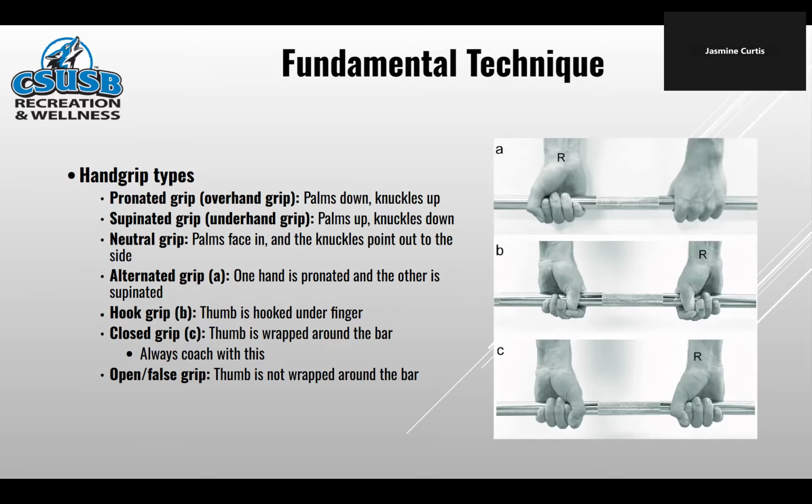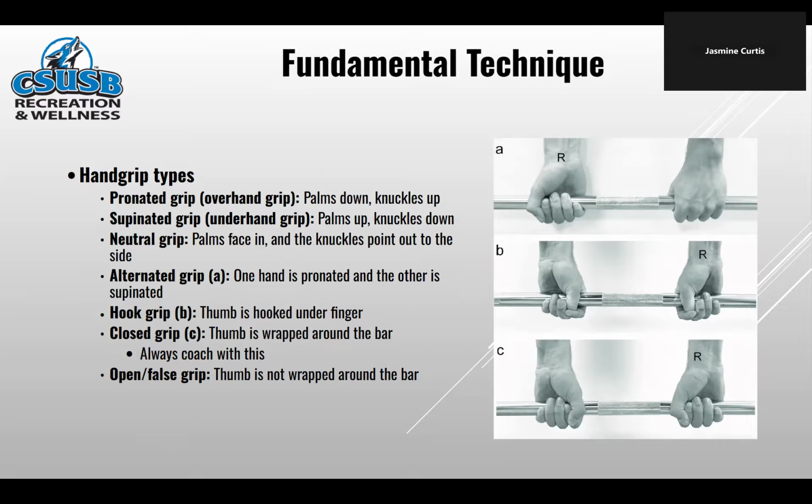Closed grip is what we want our clients to do. So, yes, the thumb will be touching the index finger, but there's no hooking going on. And this is where we always want to coach with. We do not want to coach without the thumb because there's a risk of potential injury or forward slippage of the bar. And it's our scope of practice to get that thumb around the bar.